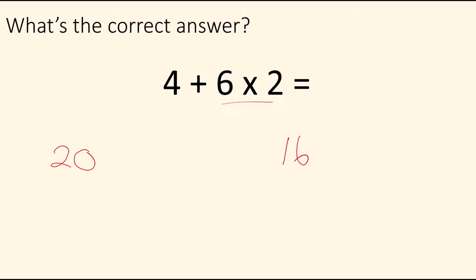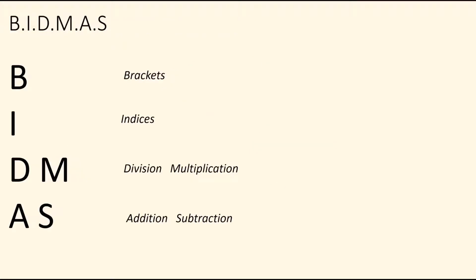16. So even though with the answer 20, I just read it from left to right, because there is more than one type of math symbol, there is a correct way of doing it. And so the correct answer here is 16. And the reason for that is because of BIDMAS.